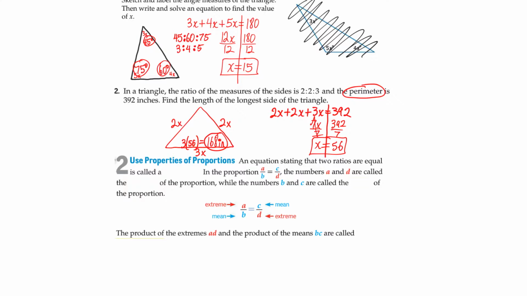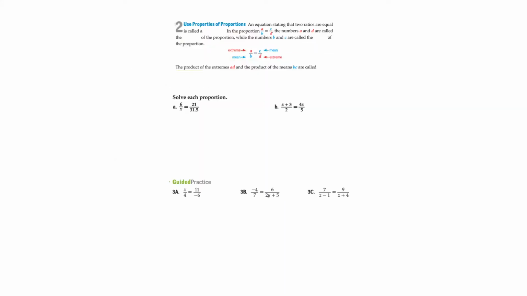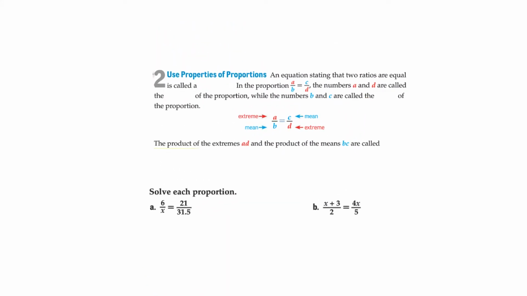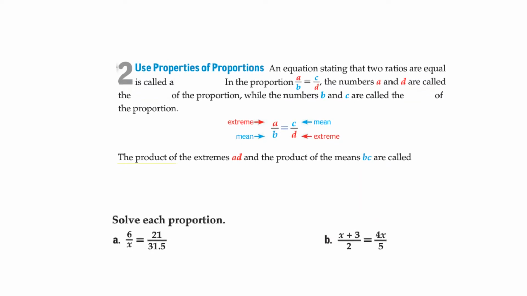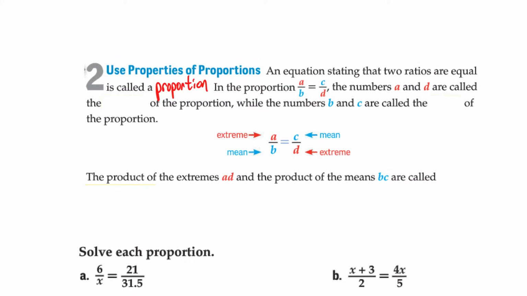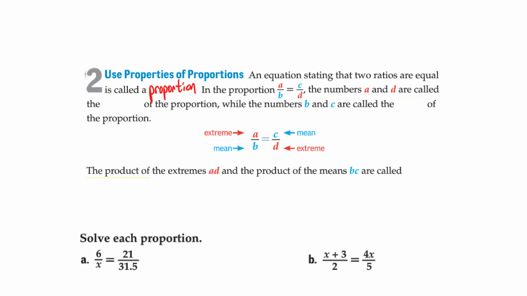All right. Let's flip it over to the back. All right. So when you compare 2 ratios, when you set 2 ratios equal to each other, we call that a proportion. I know that's a tiny spot right there, not very good planning, but an equation stating 2 ratios are equal is called a proportion.